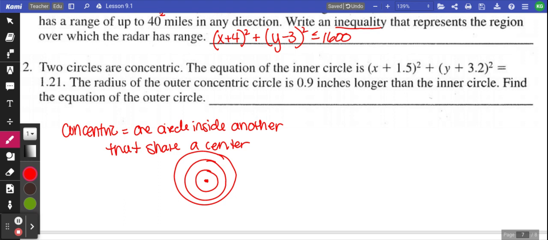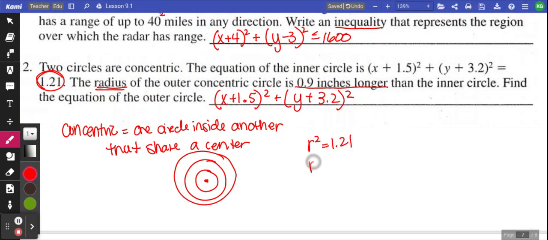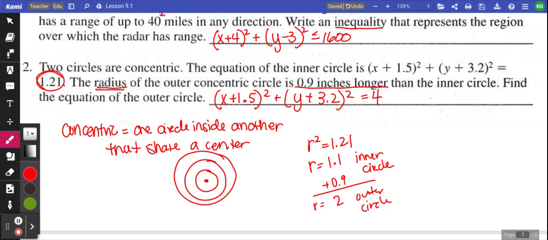The radius of the outer concentric circle is 0.9 inches longer than the inner circle. Find the equation of the outer circle. Well, since they share the same center, the beginning half of the equation should be the same. Now, this one is set equal to 1.21, which is the radius squared of the smaller circle. So the radius would be 1.1 of the inner circle. And the outer circle is 0.9 larger than that, so that would be 2 for the radius of the outer circle. So I'm going to set this equal to 4, which is 2 squared.